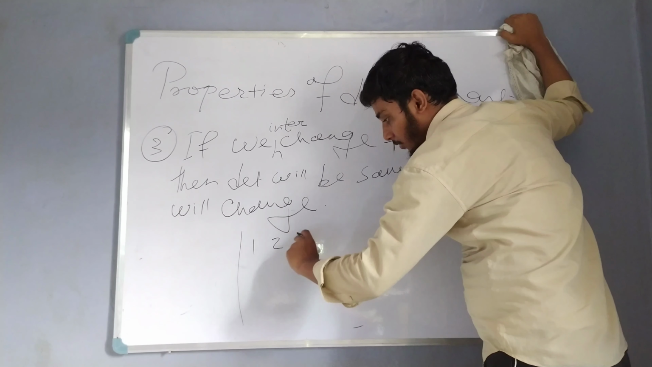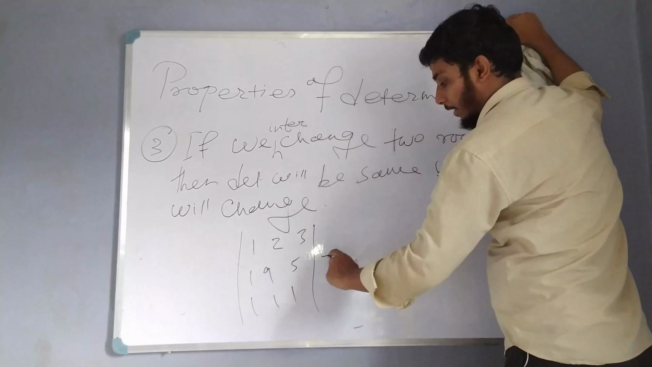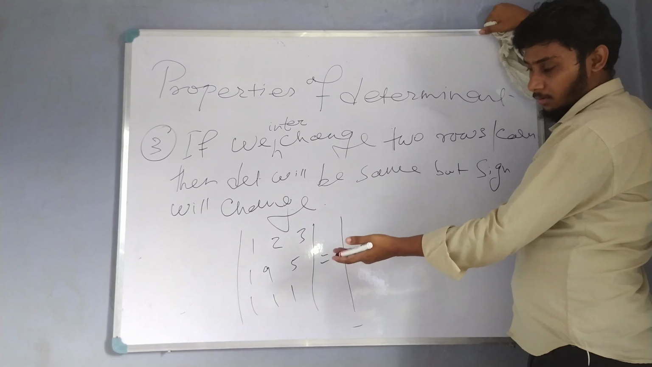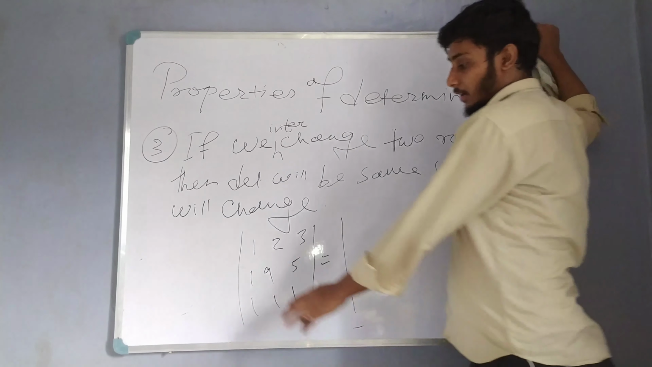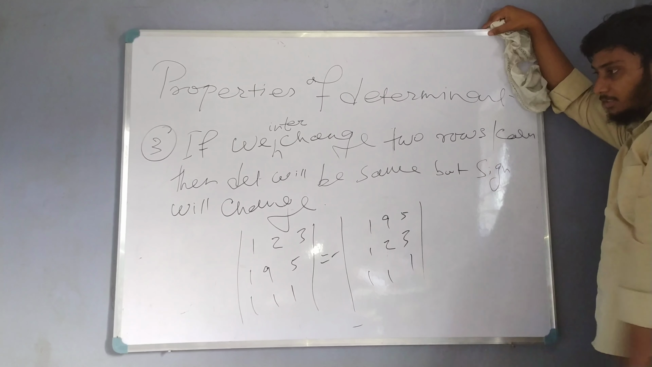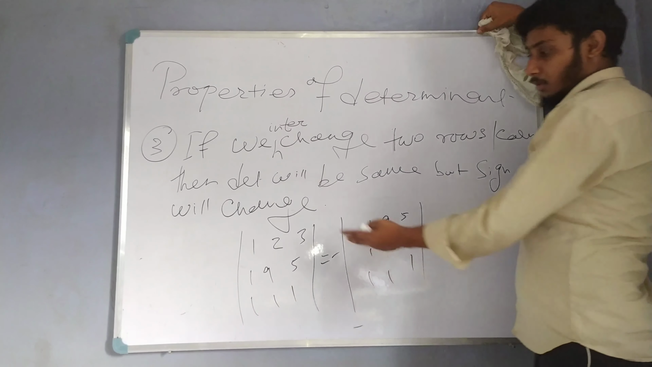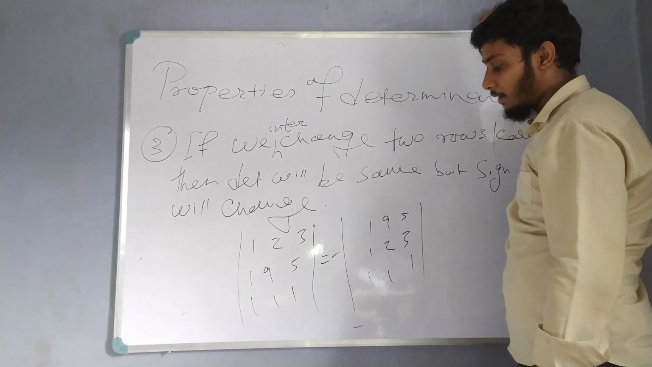Suppose you have a determinant 1, 2, 3, 1, 9, 5 and 1, 1, 1, and you want to write the second row in the first row and the first row in the second row. That is, you are interchanging the first row and second row, so you can do so: 1, 9, 5, 1, 2, 3, 1, 1, 1, but the sign will change. So you can interchange any two rows or any two columns of the determinant, but whenever you do that, you will have to give a minus sign.